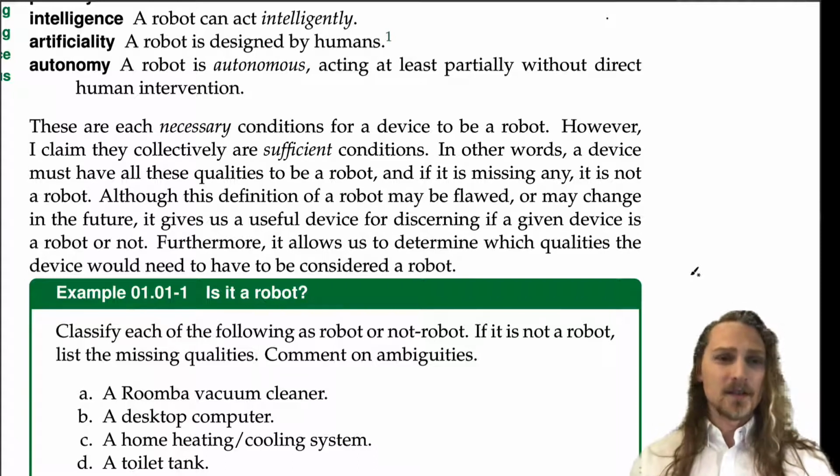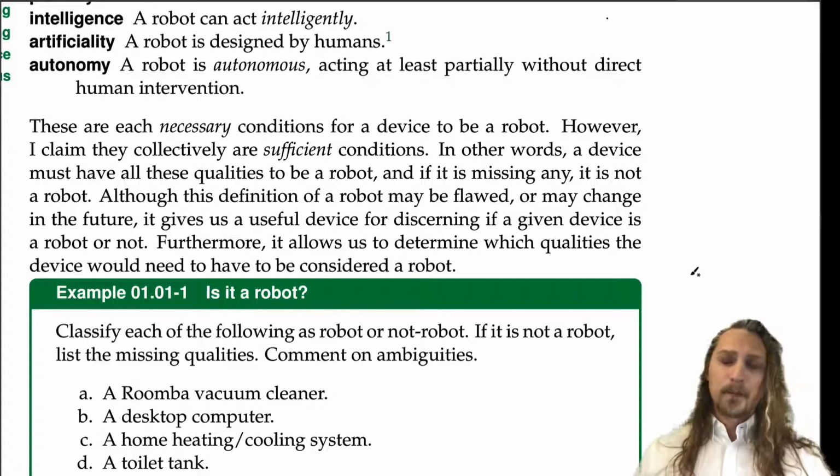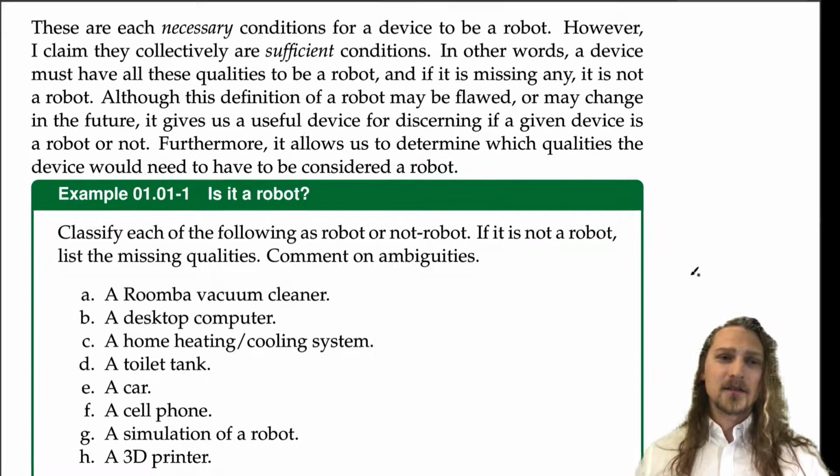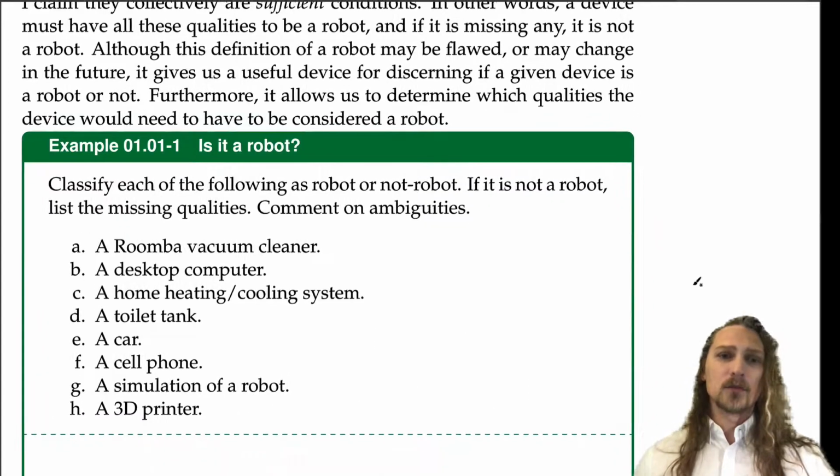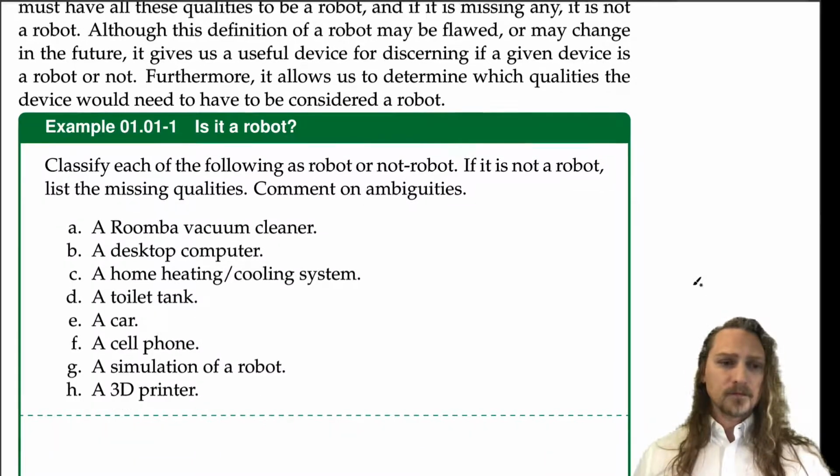So, this first example: is it a robot? Classify each of the following as robot or not robot. If it is not a robot, list the missing qualities. Comment on ambiguities. So we have A through H, really several examples, and this will help tease out some of the ambiguities in this definition.